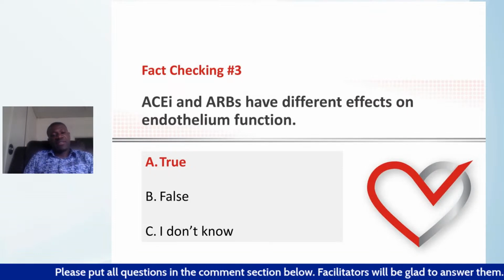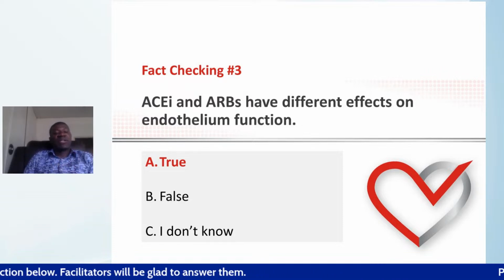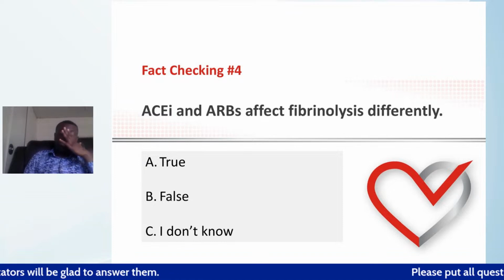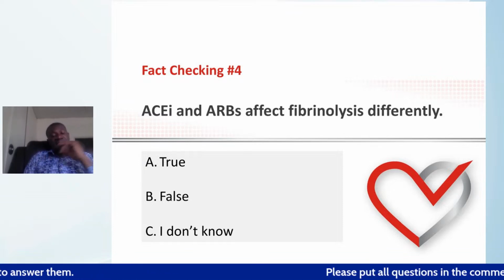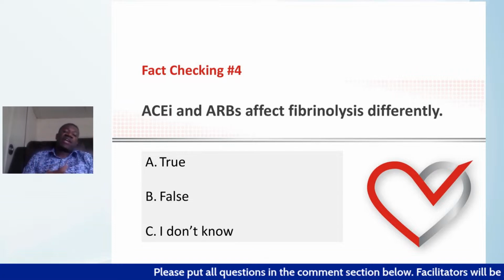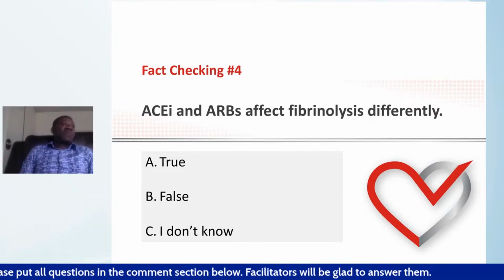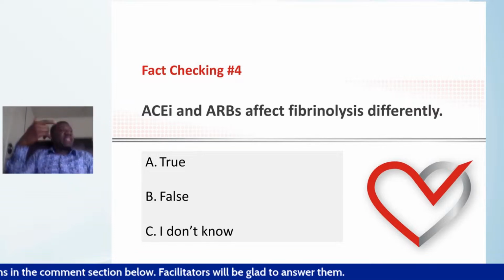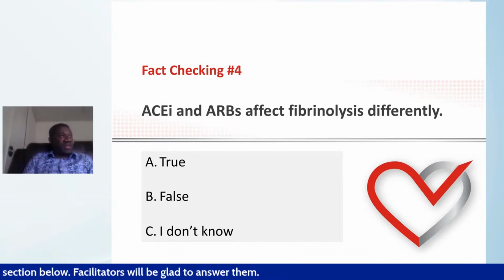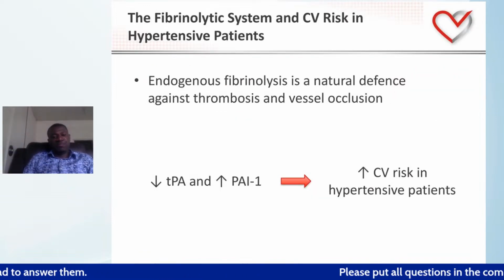So, on the fact finding three, we can say conclusively that ACE inhibitors and ARBs have different effects when it comes to endothelial function. Now, the last of the facts is the fibrinolysis. Do ACE inhibition and ARB affect fibrinolysis differently? And when it comes to fibrinolysis, we are looking at where we promote the breakdown of thrombus, and that will be a good thing when it comes to endothelial function and also cardiovascular endpoints.